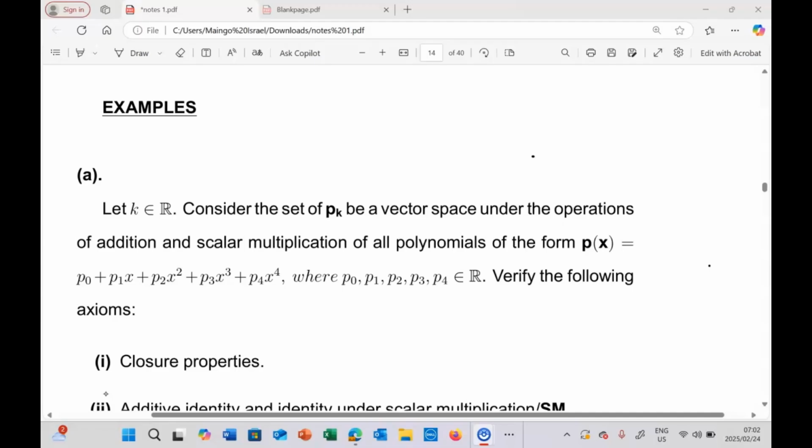As promised in the last video of vector space part 1, in the next video I will be doing examples of verifying some vector space axioms, considering different vector spaces like polynomials and matrices. This is the video of examples and it is titled Vector Space Part 2. Go through it until the end and I promise you will learn a lot.